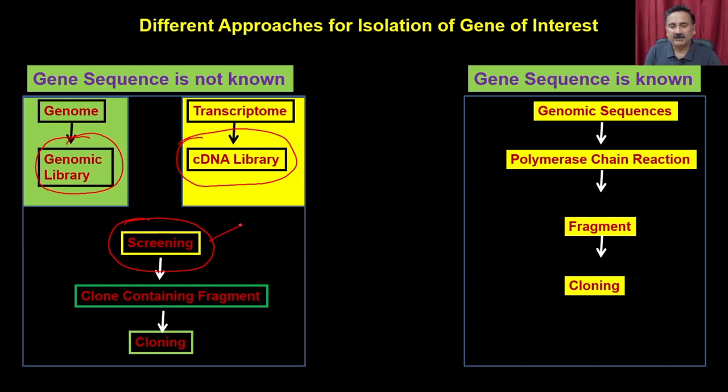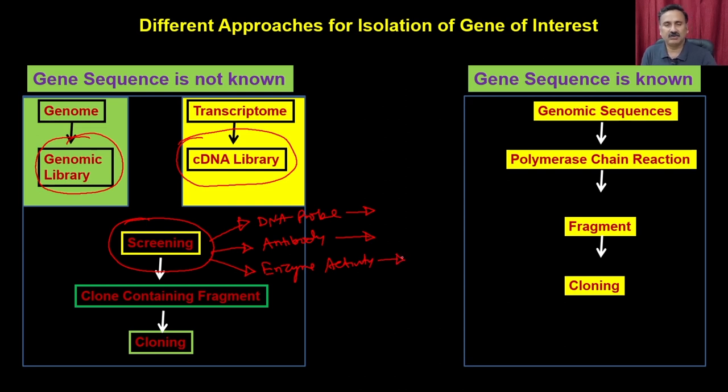So in the screening you have three options. Either you can use a DNA probe to screen the clones, or you can use an antibody which recognizes a particular enzyme, or you can use the enzyme activity. So either of these three methods can be used. If you have the enzyme activity, you can use that also to identify the clone of your interest. So let's discuss the screening of the genomic library or the cDNA library and the different approaches you can use.